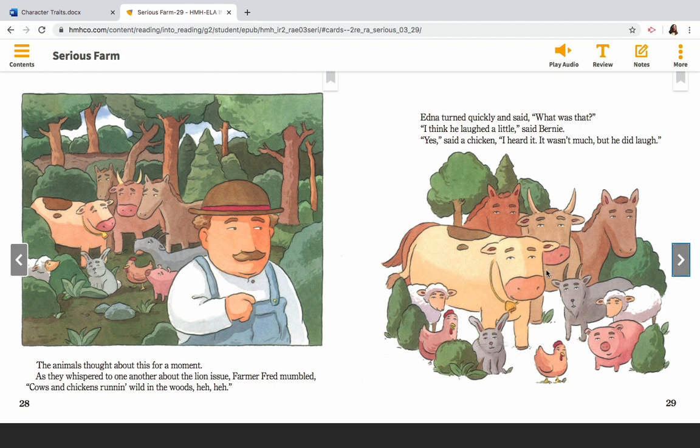Okay, so what made him finally laugh? He was thinking about how funny it was that the farm animals were running wild in the woods, right? So he finally thought something was funny.